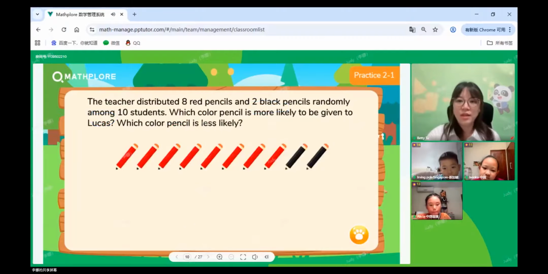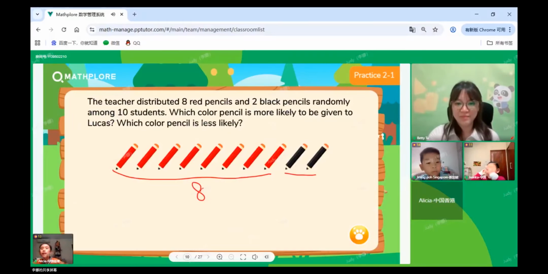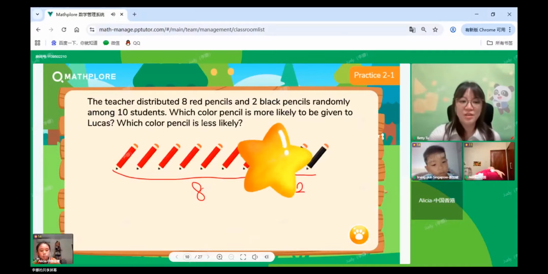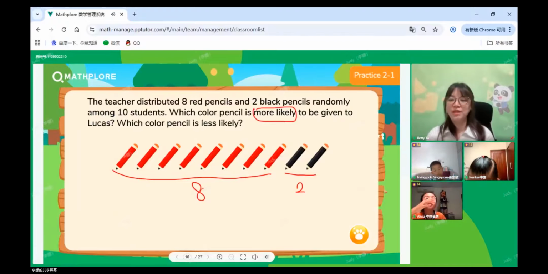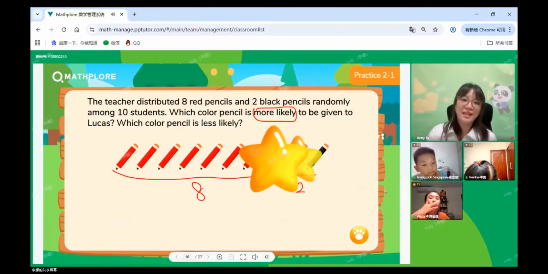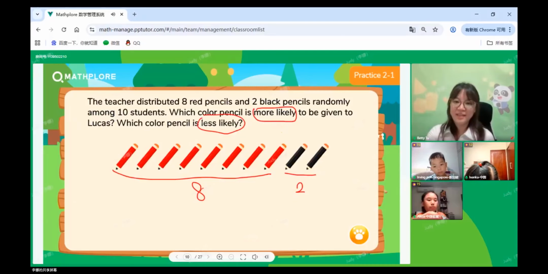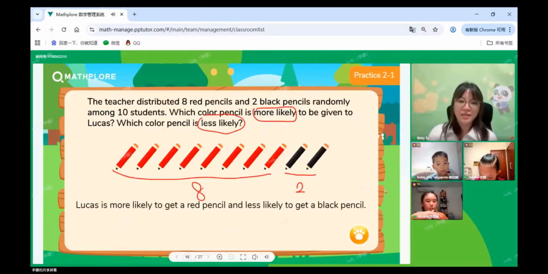And that's the worst case scenario, okay? So the first question, Alicia, can you read the question? The teacher distributed 8 red pencils and 2 black pencils randomly among 10 students. Which color pencil is more likely to be given to Lucas? Which color pencil is less likely? Red or black? Red. Good. Which one is less likely? Black. Good, it just depends on the quantity. This one is quite easy, right?